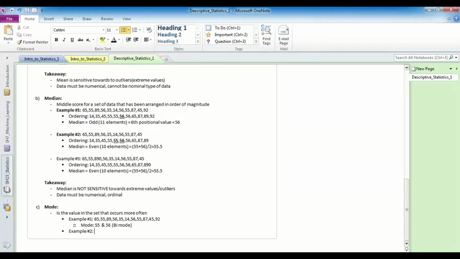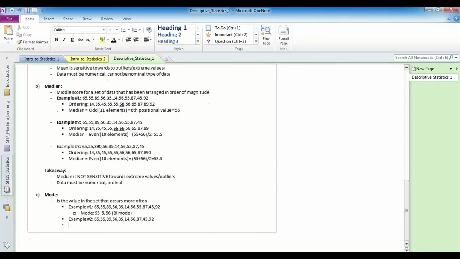Okay. Now for the same example, I'm trying to remove one of the 55 values because 55 is getting repeated twice in the same data set. I'm just removing one number. Now what would be my mode?